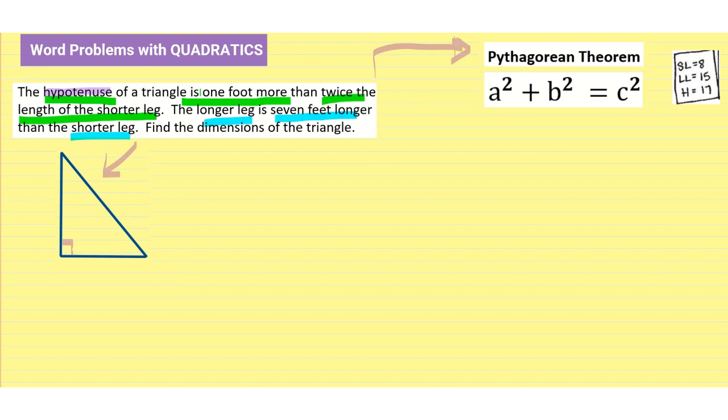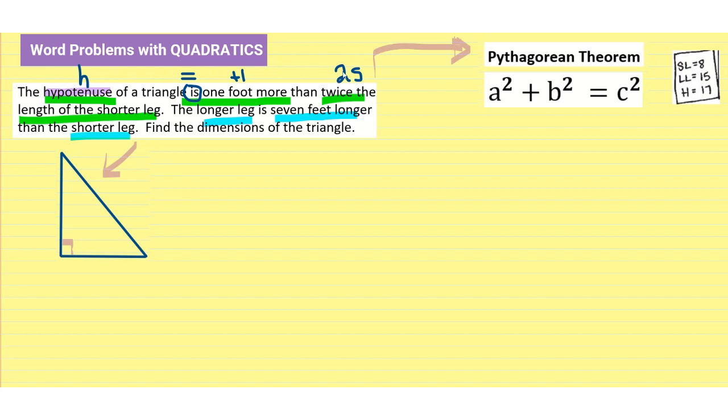Our hypotenuse, I'm going to call the hypotenuse the letter H. And then we've got the word "is" right here. The word "is" in math language means equals. And then right here it says 1 foot more. Well, 1 foot more means plus 1. Okay, and then it says, what is it plus 1 more than? It's more than twice the length of the shorter leg. So how can I write twice the shorter leg? 2 times the shorter leg.